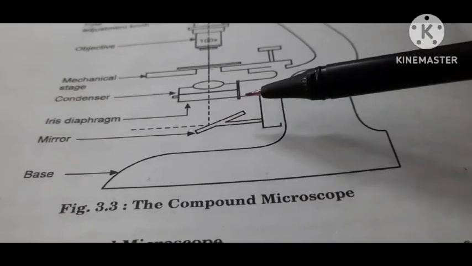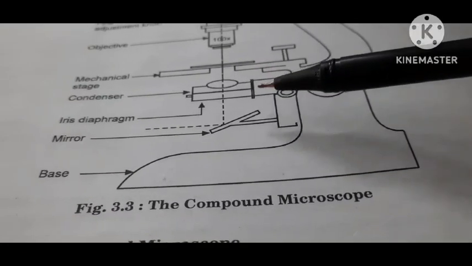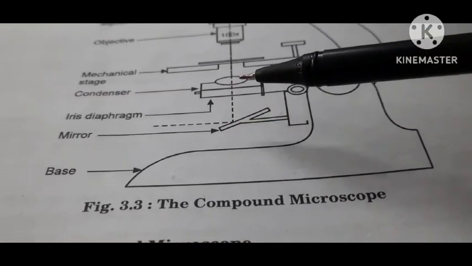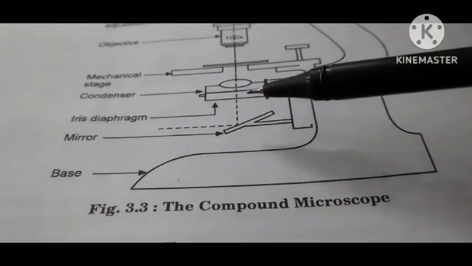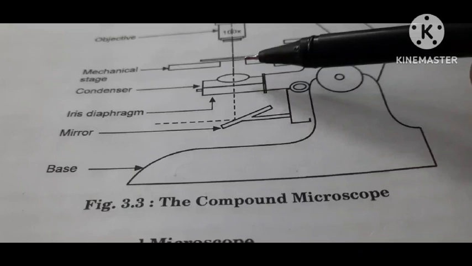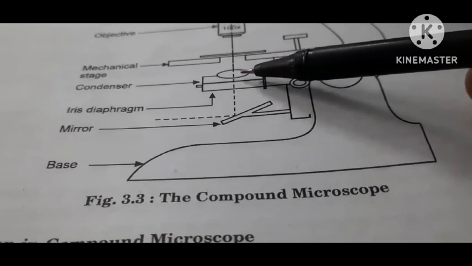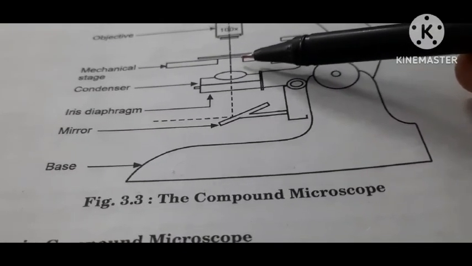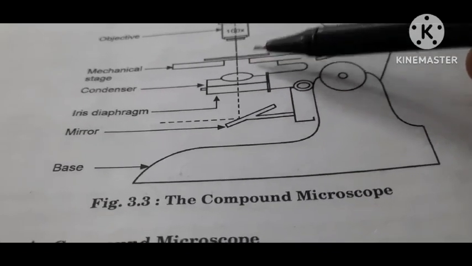This one, at the base of this stage, there is an iris diaphragm. It is a small aperture through which light rays from the mirror get reflected into the system. Below the stage there is a lens that you can call a condenser. This one is a mechanical stage, and the purpose of this mechanical stage is to support the slide.